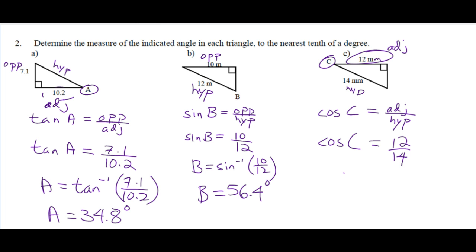How do we get angle C? Inverse cos, and that is what? 31.0. Okay, so if they say nearest tenth, then we want to see a 0.0. Even if it says nearest tenth, you need to give that decimal.